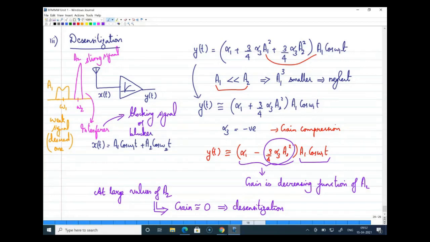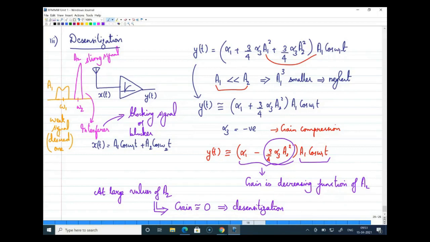So this is also one of the nonlinear effects. What is happening here? If there is a strong interferer accompanying a weak desired signal, there are chances that at some specific amplitude the interferer can make your circuit desensitized, or make your circuit not respond to your weak desired signal, or give a zero gain to your weak desired signal. So this phenomenon is called desensitization, and we call this interferer a blocker or blocking signal.